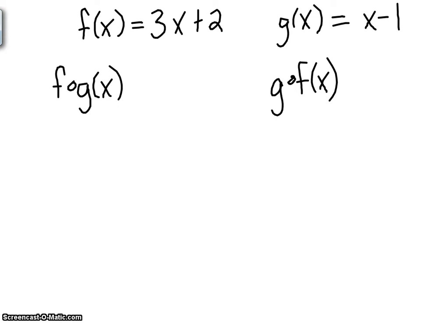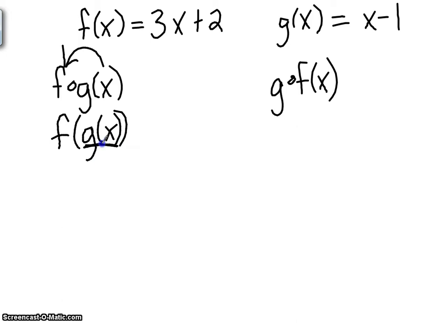So my next example is going to be a lot shorter than the previous one. We've got f of x is equal to 3x plus 2, g of x is equal to x minus 1. The first thing I'm asking you for is f composed of g of x. So again, g of x gets plugged into the f equation. So we have f of g of x.